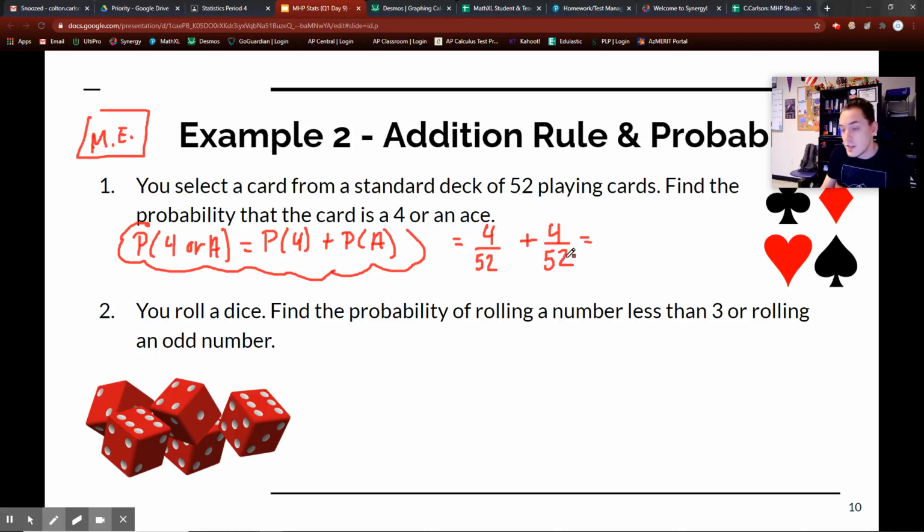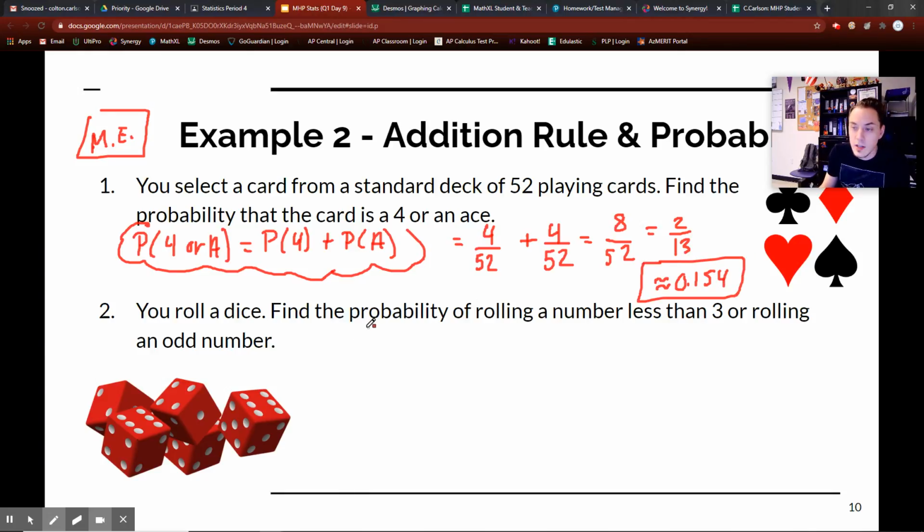Now notice how 52 and 52, they're common denominators. I need common denominators in order to add them, right? So a good rule of thumb is, if they're common denominators, you are doing something right. So what does this equal? This equals 8 out of 52, and this reduces down to 2 out of 13, which is 0.154.